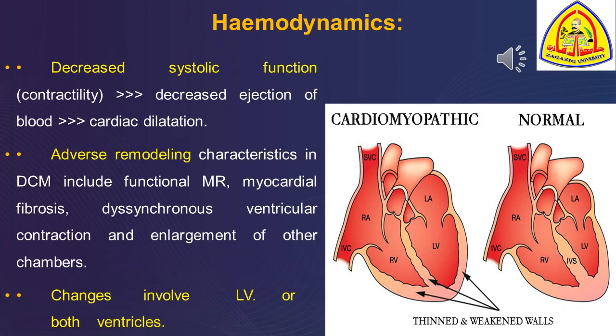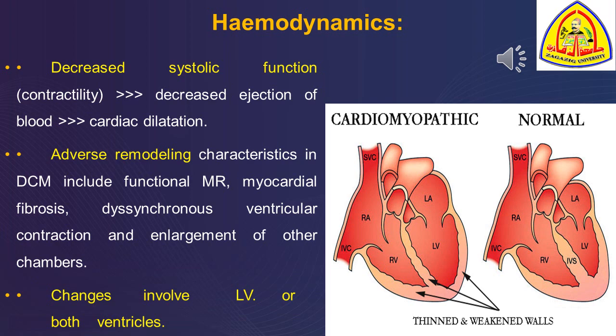What about the hemodynamics of dilated cardiomyopathy? As we see here in this figure, this is a normal heart with normal left ventricular and right ventricular dimensions and cavities, and this is dilated cardiomyopathy, which shows a dilated left ventricular cavity and a thin wall of the left ventricle.